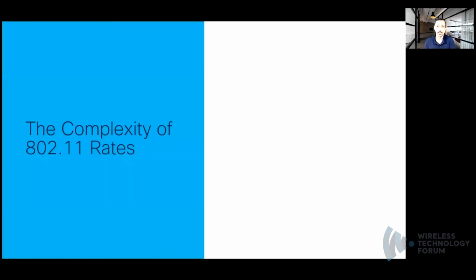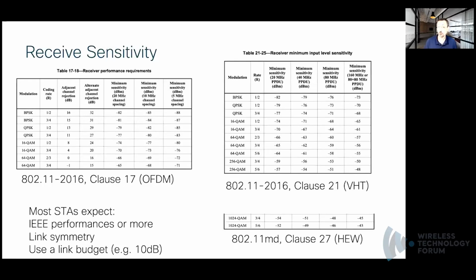And of course, if we look at 802.11 itself, the standard, it doesn't provide much guidance there. It does provide a little bit because at the end of each clause, there is a table called the receive sensitivity performance requirement. That table says that if you are saying that you're supporting a certain modulation type, then you should be able to demodulate that signal 90% of the time at a certain signal strength level that you see on the table for OFDM on the left side, then 11n, 11ac, and at the bottom of the right side, 11ax.